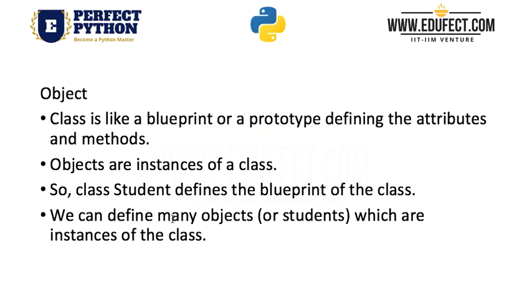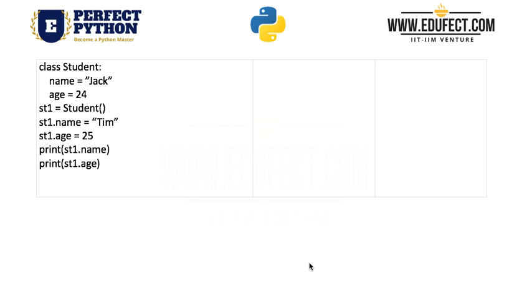And what we can do is we can have many students. In any school or college or any educational institution, there are many students. So we can define many objects or students which are instances of the class, which will behave as the blueprint or the prototype has been given. Let's understand this with another example.